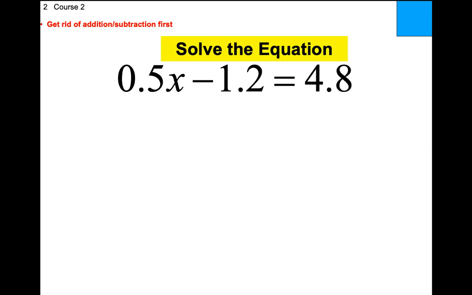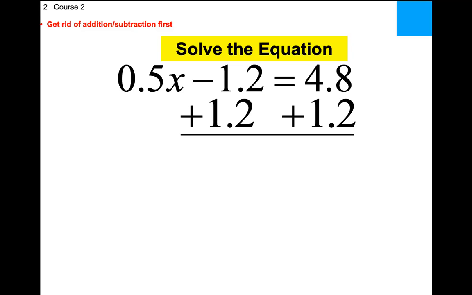Notice the variable is on the left side again. I need to get rid of 0.5 and 1.2. Jenna, which is the first one I'm going to get rid of? Let's get rid of 1.2. 1.2 is attached to x by subtraction. To get rid of subtraction, we do addition. So we add 1.2 to both sides. Do you remember doing this one on Friday, Jenna? Okay, it was the same one.